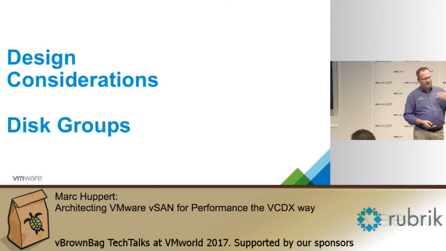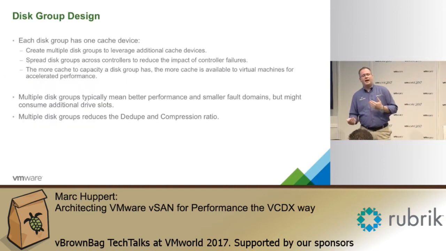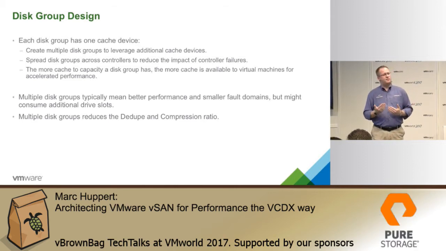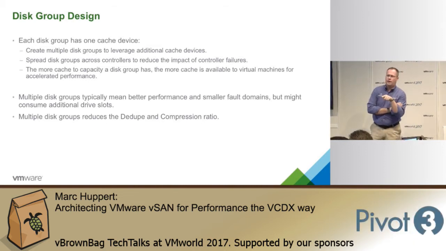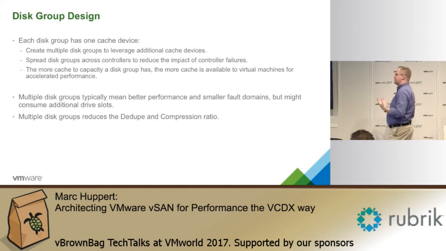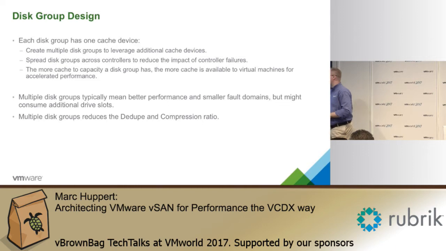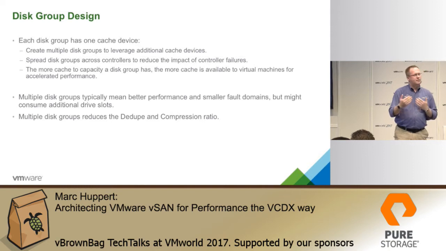And then we're going to dig a little bit deeper into the disk group design. When talking about vSAN, you can have 5 disk groups, and each disk group can have 7 capacity devices, so up to 35 devices. The question right now is, should I go with more disk groups or fewer disk groups? It depends. When using more disk groups, you can get even better performance out of your system. You could tweak the configuration a little with the stripes that can be configured, but multiple disk groups reduce your dedupe and compression ratio. That's the problem behind that.